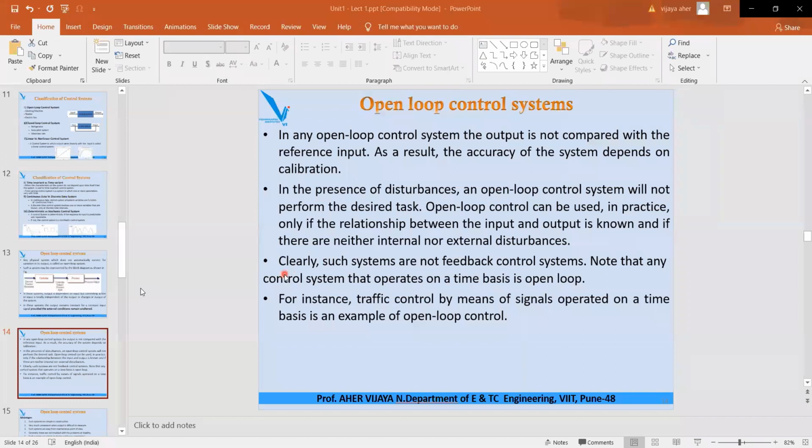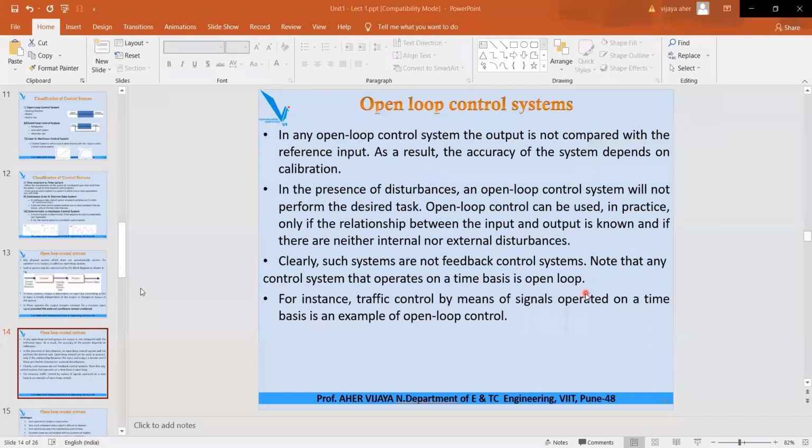Now, clearly speaking, such open loop systems are not feedback control systems. So keep in mind, this open loop control system is not a feedback control system. In a feedback control system, there should be a feedback from output to input. So note that any control system that operates on a time basis only is an open loop control system.